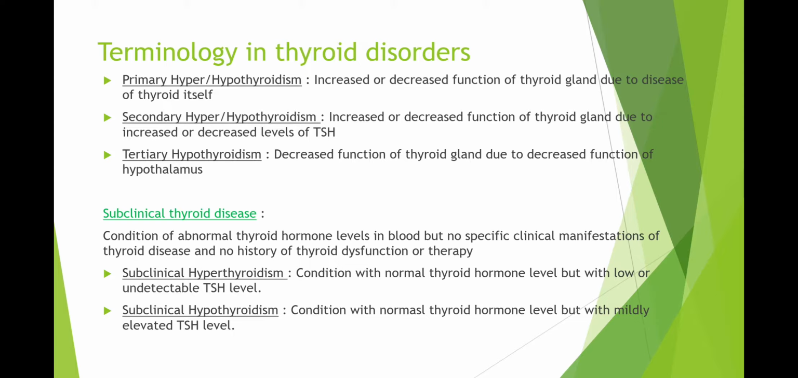Then there are the subclinical thyroid disease variants. It is a condition of abnormal thyroid hormone levels in blood but with no specific clinical manifestations of thyroid disease and no history of thyroid dysfunction or therapy. The types are subclinical hyperthyroidism. It is a condition with normal thyroid hormone level but with low or undetectable TSH level. Then the other is subclinical hypothyroidism, which is a condition with normal thyroid hormone level but with mildly elevated TSH level.